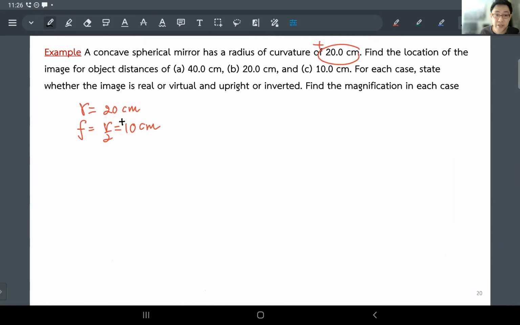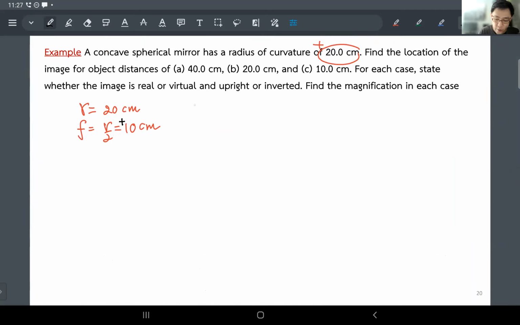Next, find the location of the image for object distances of 40, 20, and 10. For each case, state whether the image is real or virtual, upright, inverted, magnifications, everything. But you'll see that it will be done in two equations.